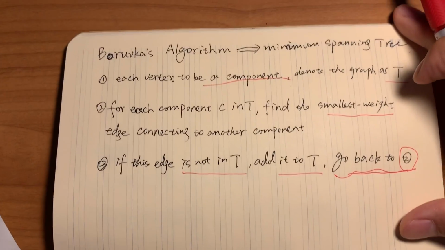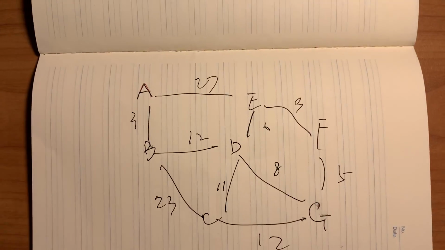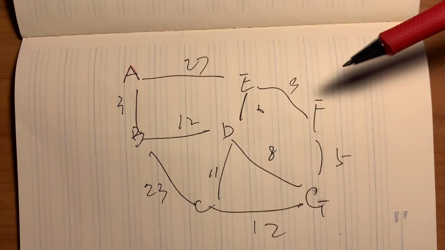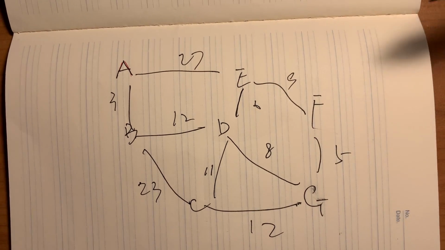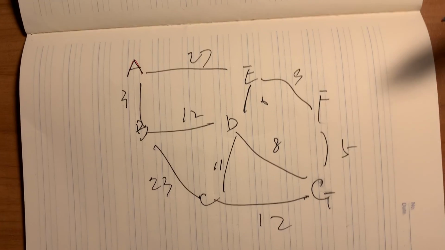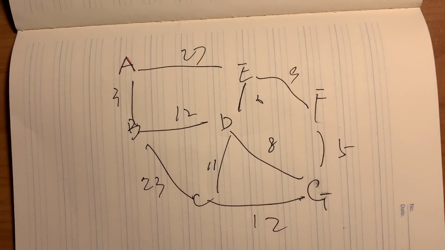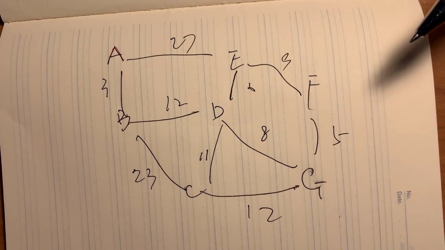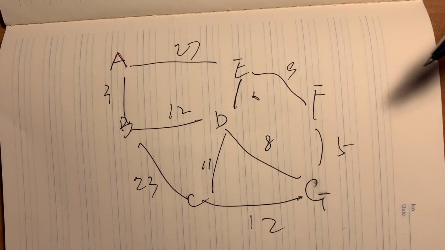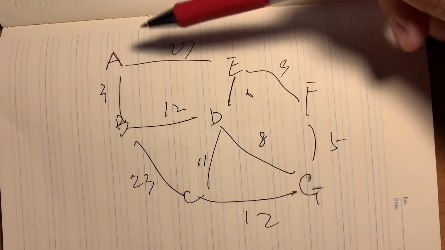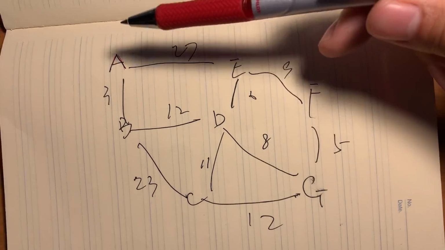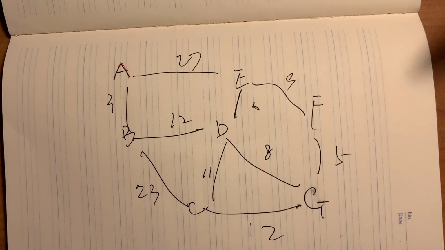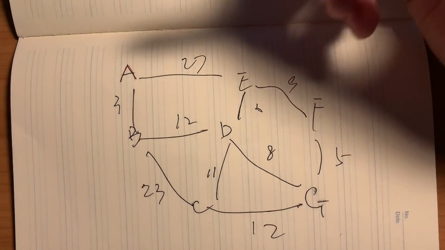So let me show you how to do this. For this example, before I show you how to implement this algorithm, one thing to mention is that all the edges must be different. We ignore all the edges and take every vertex as a component, as an individual tree.